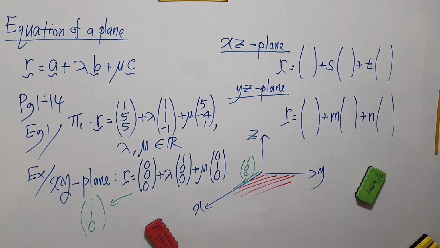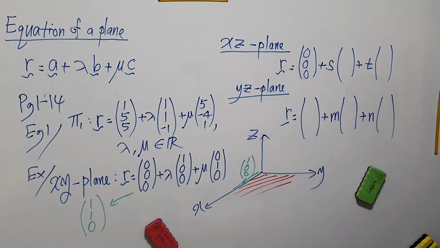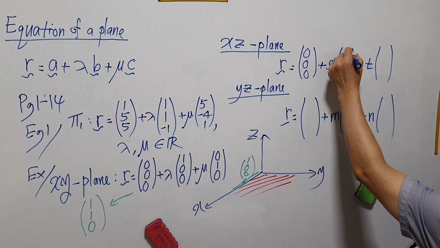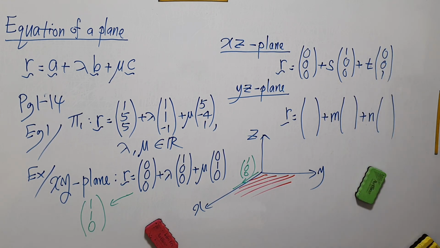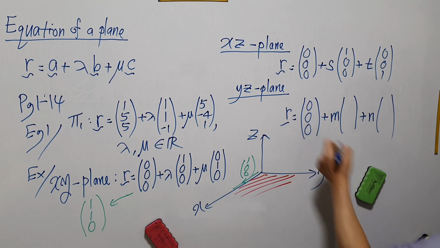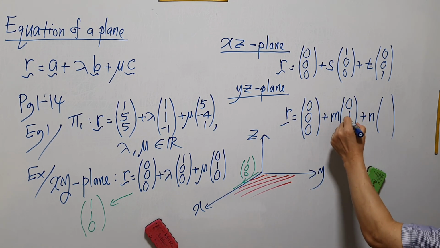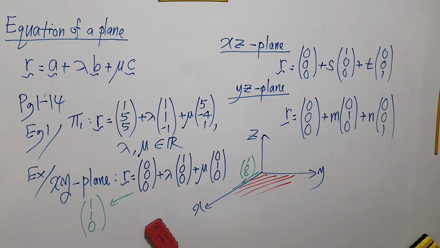So for the xz plane, again, a convenient choice of a point that's on the xz plane is just 0, 0, 0. What is a vector that's parallel to the xz plane? A convenient choice would be 1, 0, 0, and this would be 0, 0, 1. Likewise, for the yz plane, you can choose 0, 1, 0, and then 0, 0, 1. And there you are, the equations of the three planes that are found on page 114.